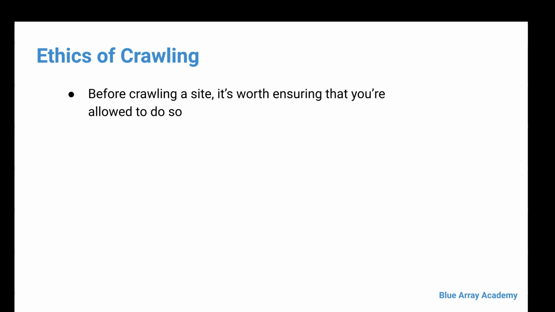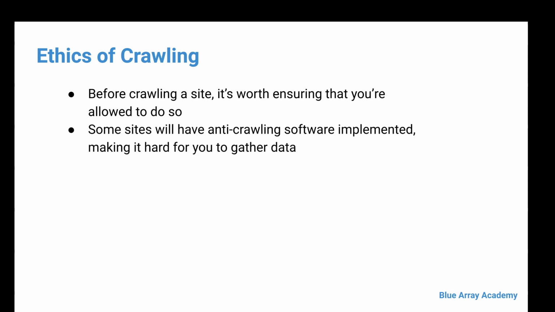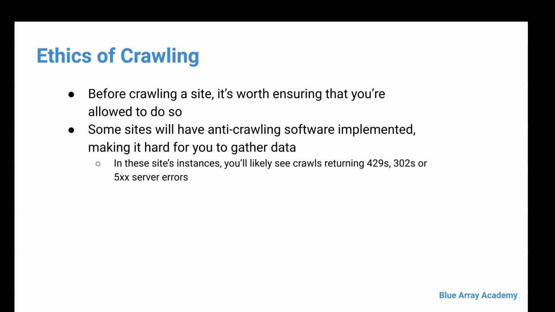So before crawling a website and analyzing data, it's worth ensuring that you're actually allowed to do so. Some sites are going to have anti-crawling software implemented, making it pretty hard for you to actually gather data. In these instances, for example, you'll likely see crawls returning 429s, where there are too many requests hitting a server and it will just start returning 429s, 302s or 5xx server errors.